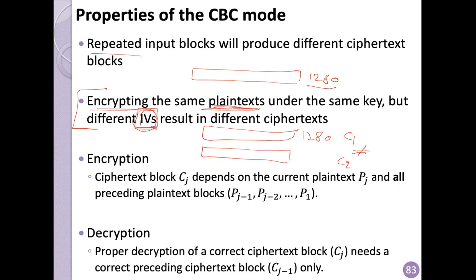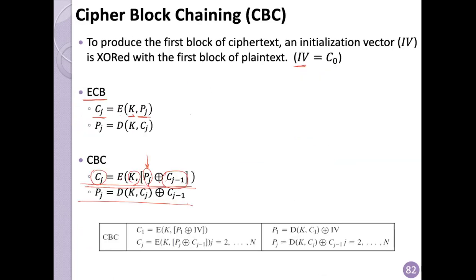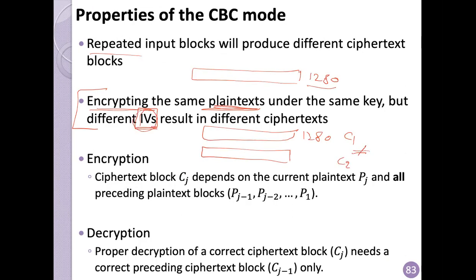But this is not the case for ECB. In ECB, if you get a block of 1280 and encrypt it n times, all n times you'll get the same thing. But here it is not the same. If I repeat it, I just need to change the initialization vector, and changing the initialization vector will change the final outcome.